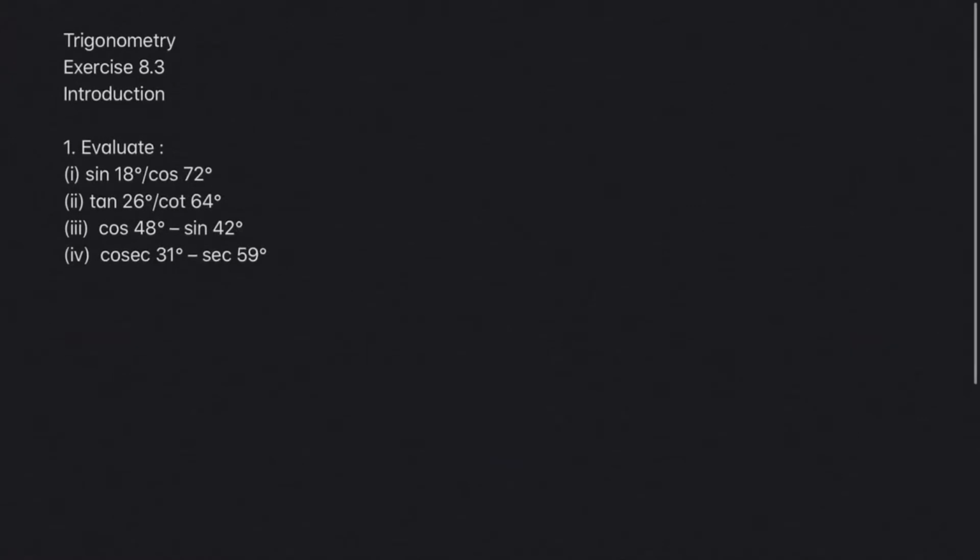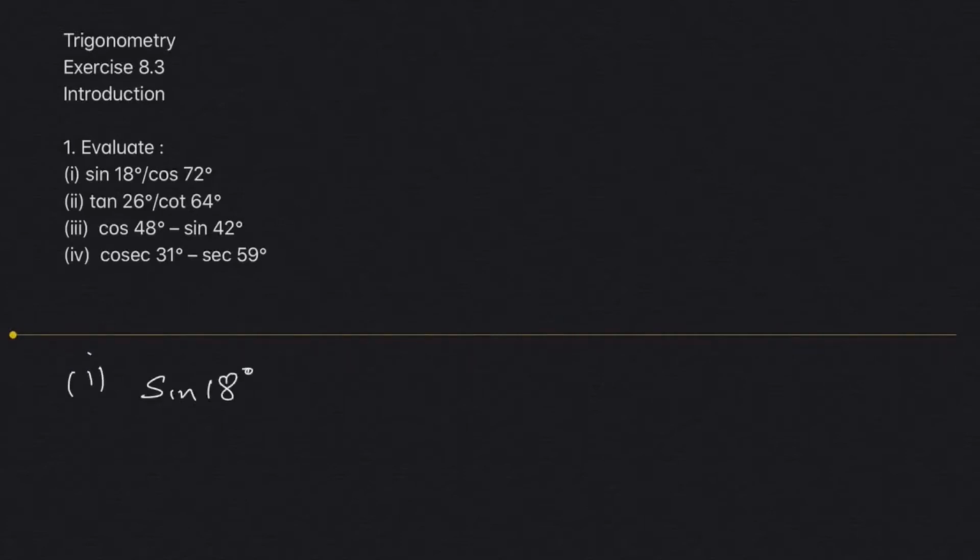Okay, friends, let's continue exercise 8.3 under chapter 8, Introduction to Trigonometry. So this is question B. Evaluate: sine 18 degrees divided by cos 72 degrees. So how do we go about solving this?